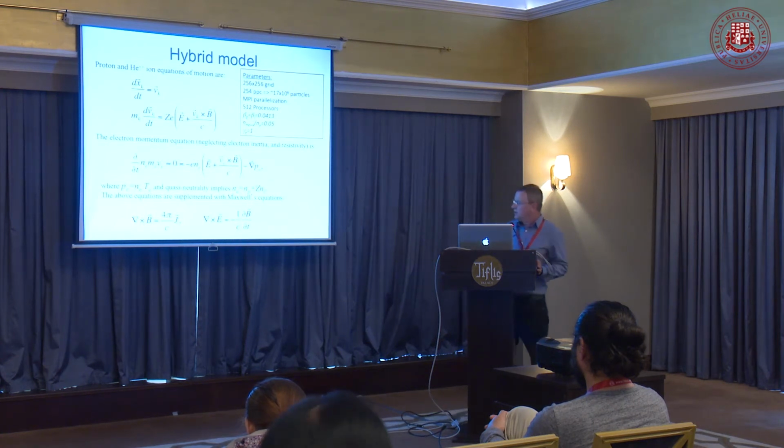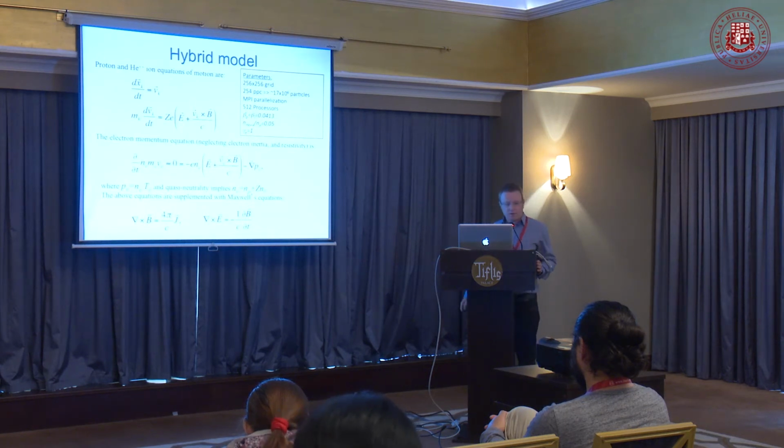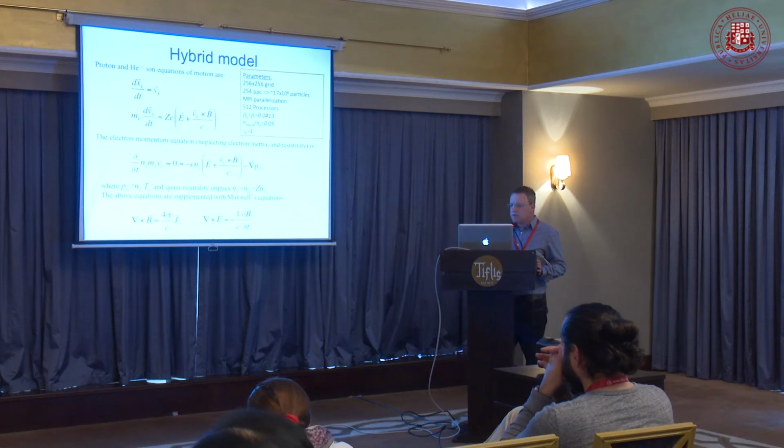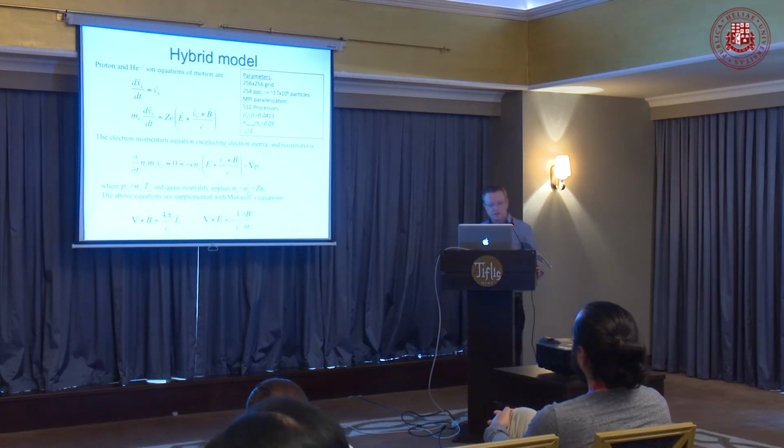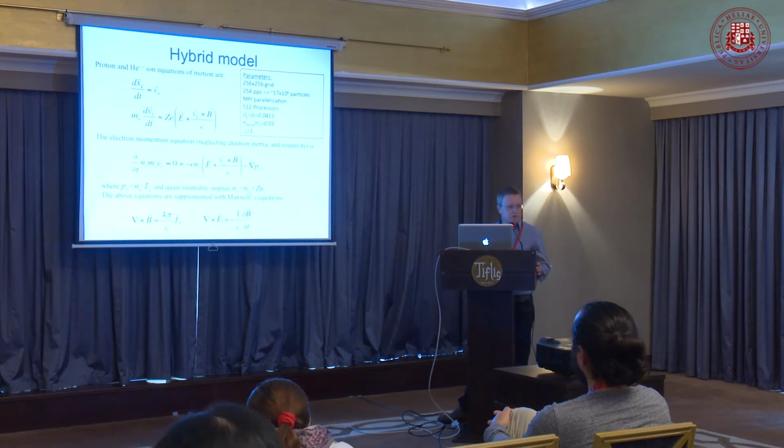So then we use the electron momentum equation in the approximation of zero inertia to solve for the electric field. Then we have Maxwell's equations, and this is called particle in cell for the solution of the ions, where we update the location of the ions every time step, and then the fields, in a two-step process.